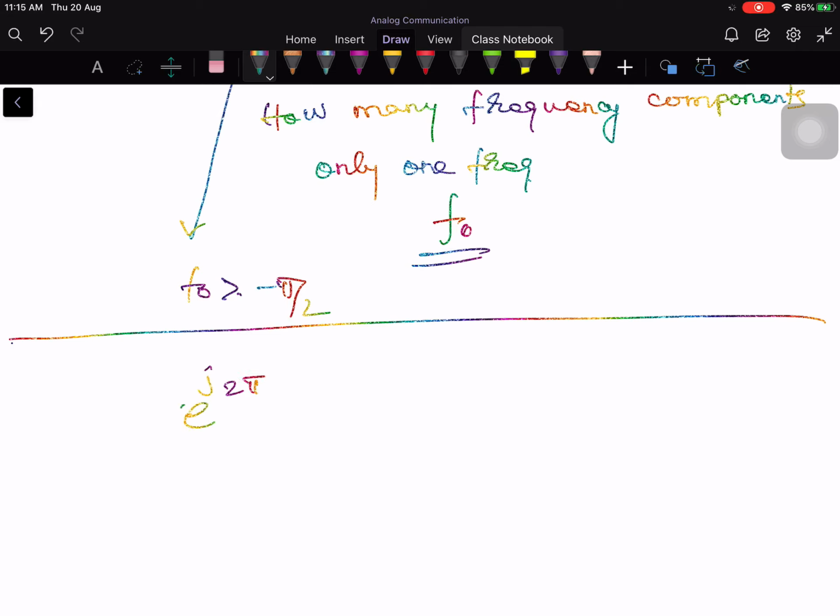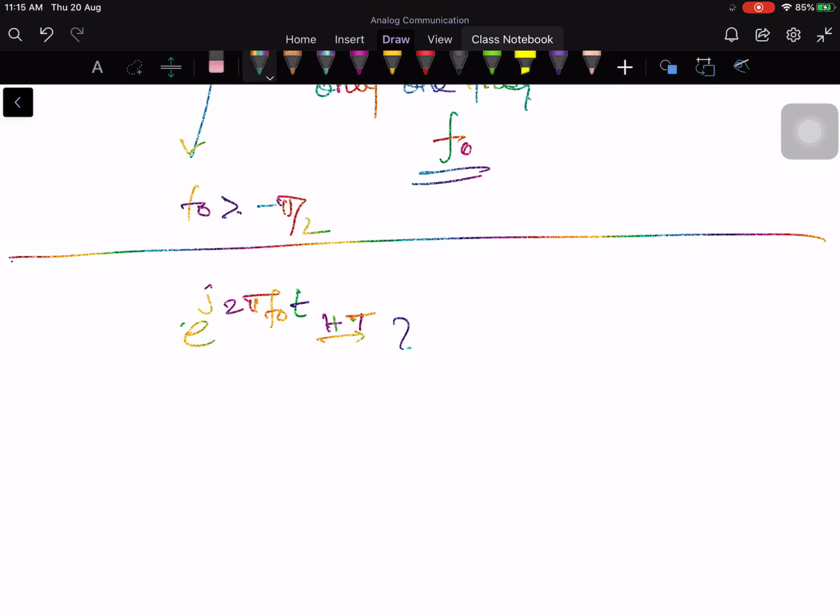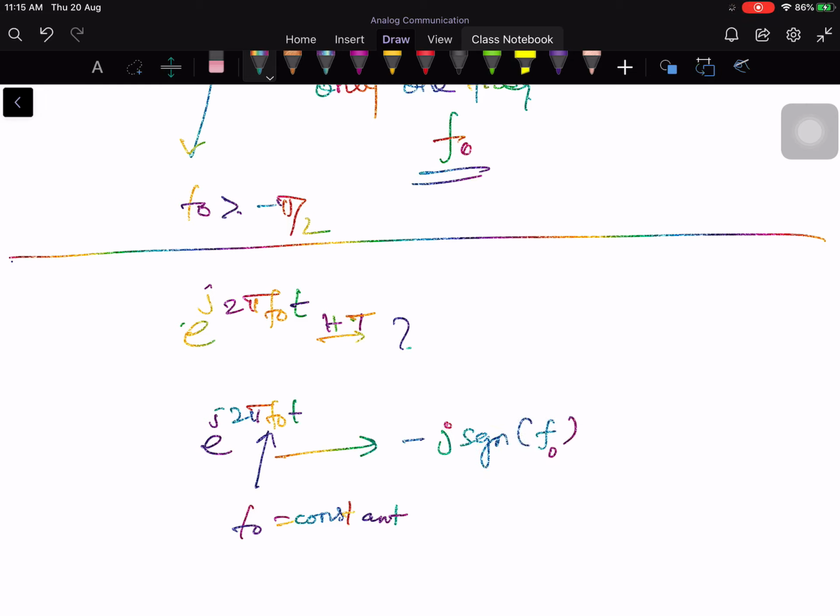pi f naught t. Now what is the Hilbert transform of this? So you have to be a little careful with this one. Okay, so this is going to be e to the j 2 pi f naught t. Here f naught is constant, by the way. Okay, so this is going to be minus j times signum of f, because at that particular frequency component, that is the phase shift that will be introduced here, times e to the j times 2 pi f naught t.